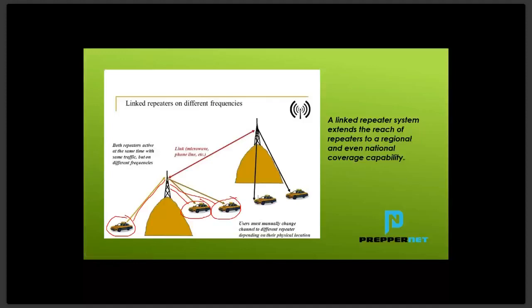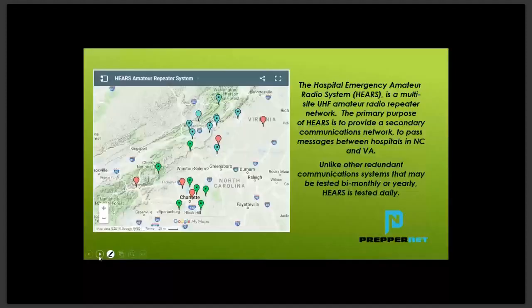to these cars, for the red to be able to talk to the red cars, talk to the green cars, they would have to be talking on repeaters that are linked together. Okay. Now this is important because here in North Carolina, Virginia, we have what we call the HERES repeater network.